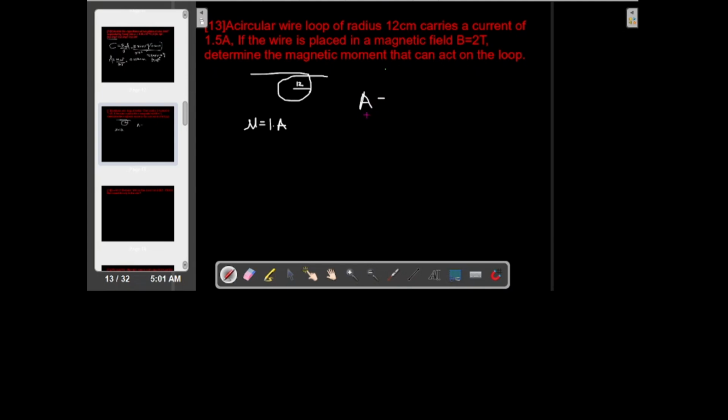All right, so to get the area, we use pi r squared. So equals to pi. What's our radius? The radius is not given in meter, so we convert to meter. 12 divided by 100 is 0.12. Right, so we can quickly do that without having to write it out again. 0.12, right? And then the area should give us 0.0452 meter squared. All right.